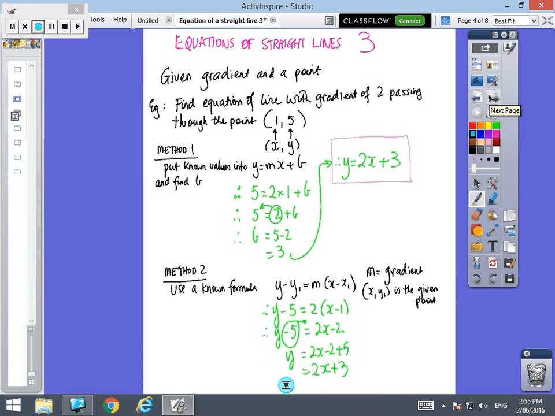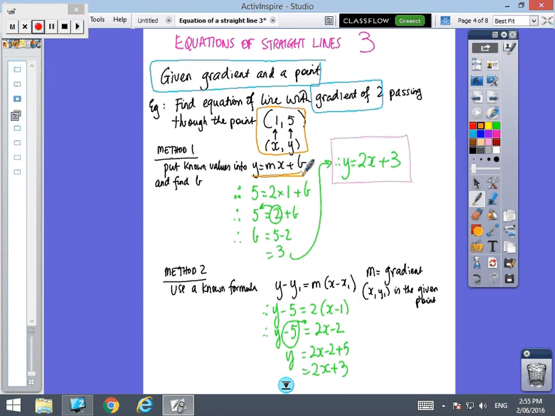So looking at equations of straight lines 3. Again, we did actually do this in class, but we'll put a note to end it. So this is given gradient and a point. Find the equation of a line with a gradient of 2. So the gradient is 2, and there's a point (1, 5). So 1 is the x and 5 is the y.